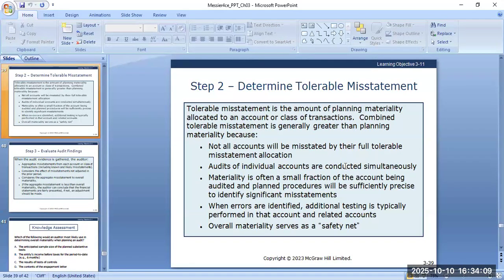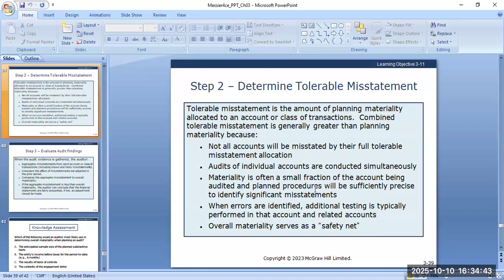What's going to happen with step two? Step two, we're going to determine the tolerable misstatement. Tolerable misstatement is the amount of planning materiality allocated to the accounts or classes of transactions. Combined tolerable misstatement is generally greater than the planning materiality because not all accounts will be misstated by their full tolerable misstatement allocation. Audits of the individual accounts are conducted simultaneously.